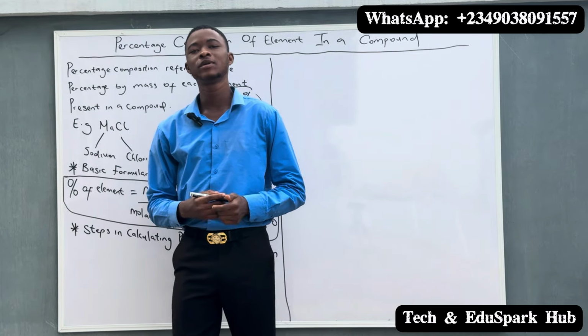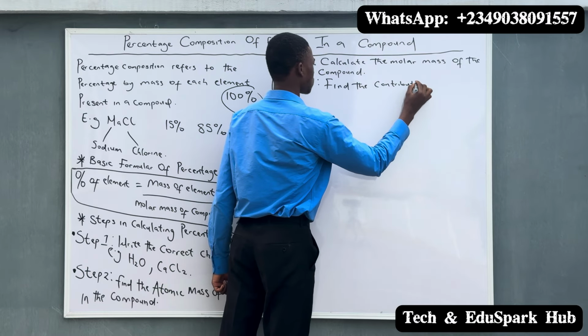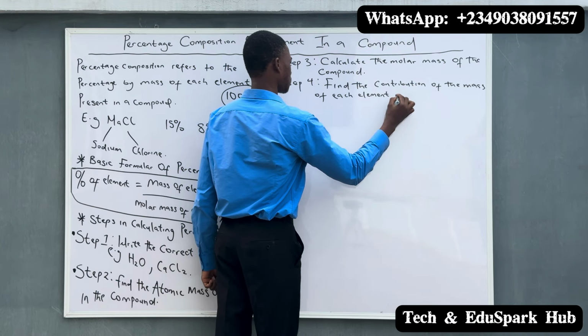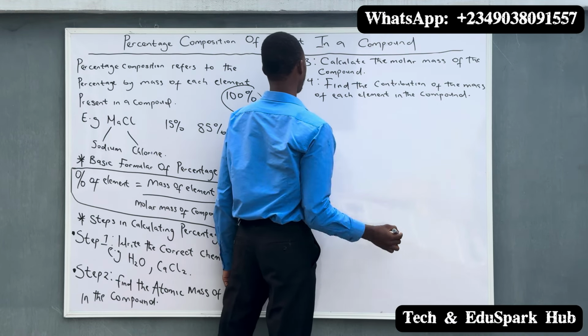And we have the third step, which is step 3, which is to calculate the molar mass of the compound we are working with. And moving to the fourth step, we have step 4, which is to find the contribution of the mass of each element in the compound. And the last step, which is step 5, is to apply the percentage formula.